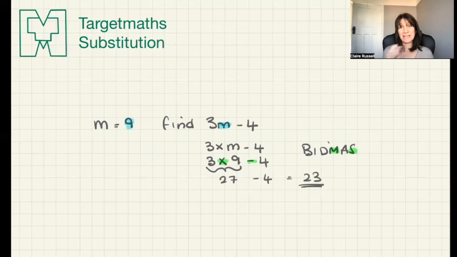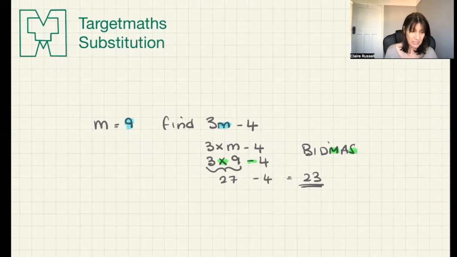Now, you almost don't need BIDMAS here. We are literally working our way along, but it's just because of the way that the expression's been given to us that it works out like that. I wouldn't not want to be considering my BIDMAS just in case, okay? Just in case. All right, so let's do another one.